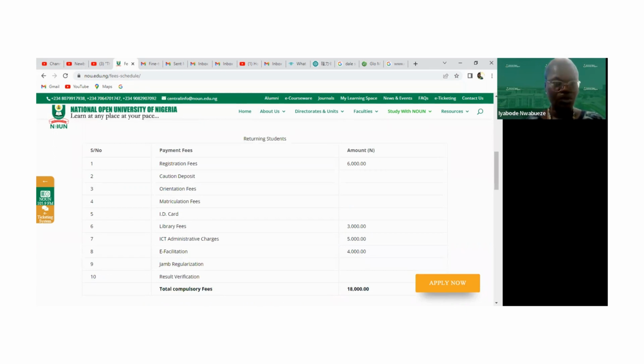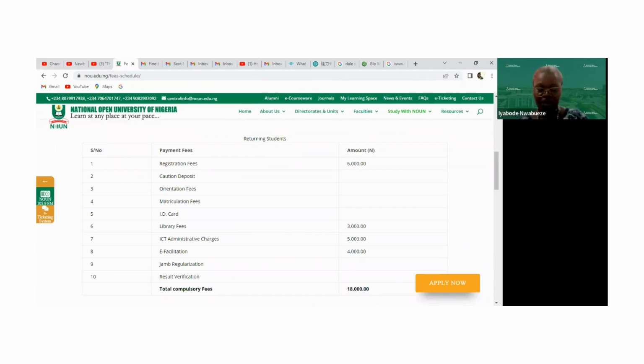So the next one is for returning students. Now, returning students pay the registration fee again, but they don't pay all the other things they paid in the first registration. Of course, you will know that we do 2 sessions in a session, because every semester, some people are in their first semester, some people are in their second semester. So the things you paid in your very first semester as a 100 level or 200 level direct entry student may not be repeated again, but you pay the library fee because you are still going to be using the library.